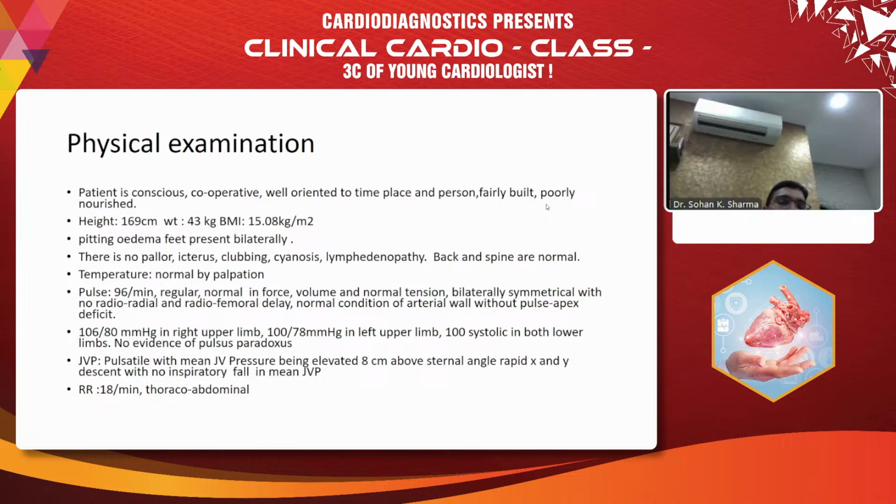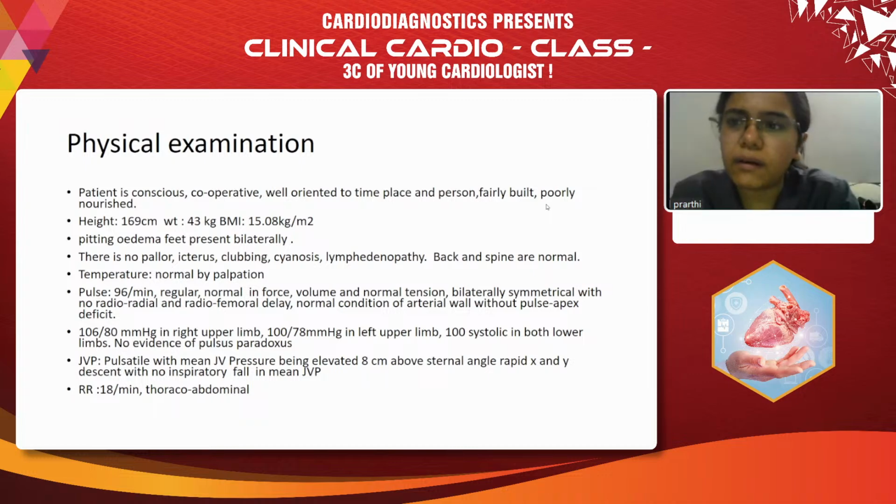Yeah, it's fine. And if suppose Y descent is not seen, what are the differentials? In restrictive cardiomyopathy, is there any difference in JVP? Sir, in restrictive cardiomyopathy, there will be rapid Y descent, but it is variably seen, whereas in constrictive pericarditis, it is mostly present, sir.